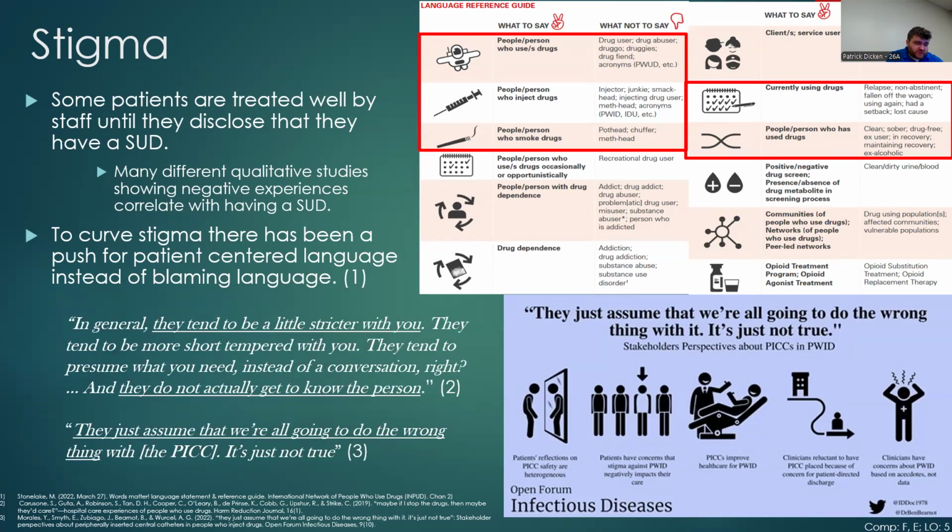Here are some quotes from patients. In general, they tend to be a little stricter with you. They tend to be more short-tempered with you. They tend to presume what you need instead of having a conversation, and they do not get to know the person. They just assume that we're all going to do the wrong thing.